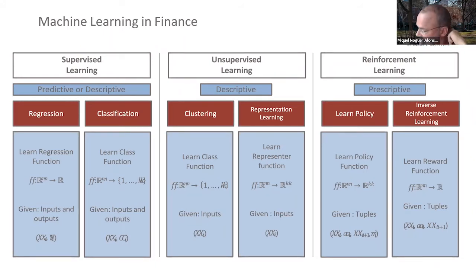Then there's a second field, which is unsupervised learning, and here what we do is something really surprising. We're only trying to model the X, capital X. What's capital X? It's a matrix, a data set, for example of stocks and factors. But we don't have the Y's. So here we want to explain how X is structured.